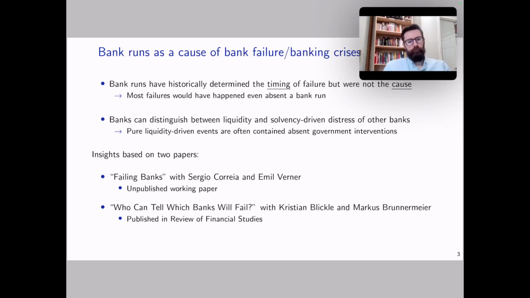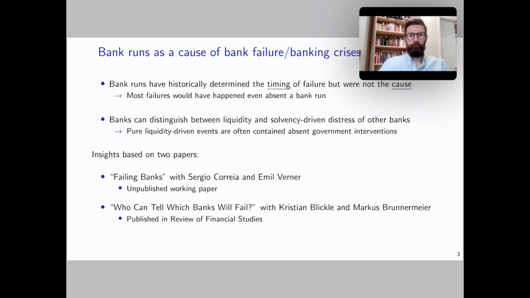And so the underlying bigger notion, why is that? How can that be? Well, the evidence suggests, and you can think that through theoretically, that banks can distinguish between liquidity and solvency-driven distress of other banks. And that means that purely liquidity-driven events are often contained even absent any kind of government intervention. Before the existence of deposit insurance and broad-based central bank liquidity interventions, the banking sector typically was able to sort out liquidity issues on its own.